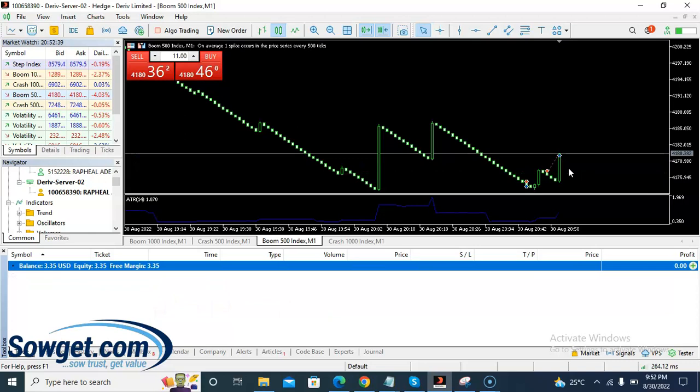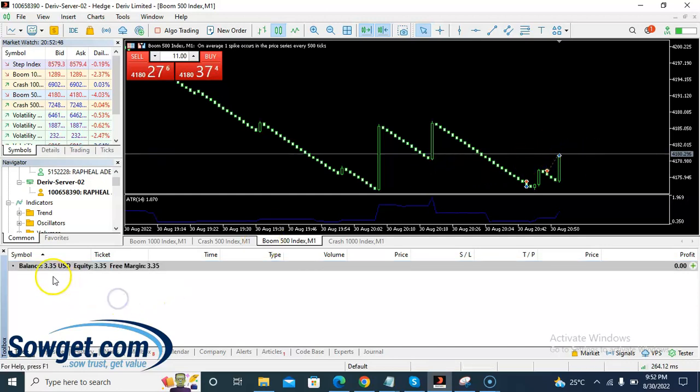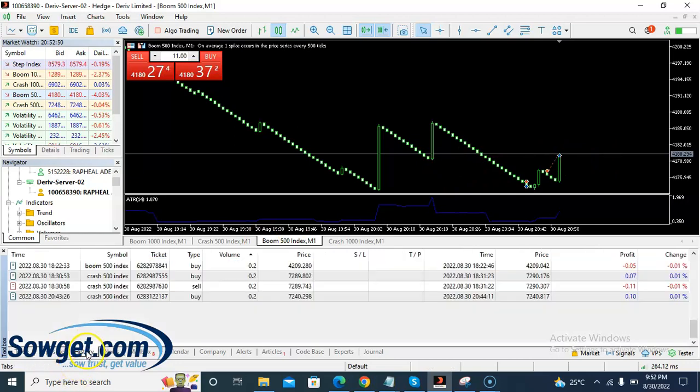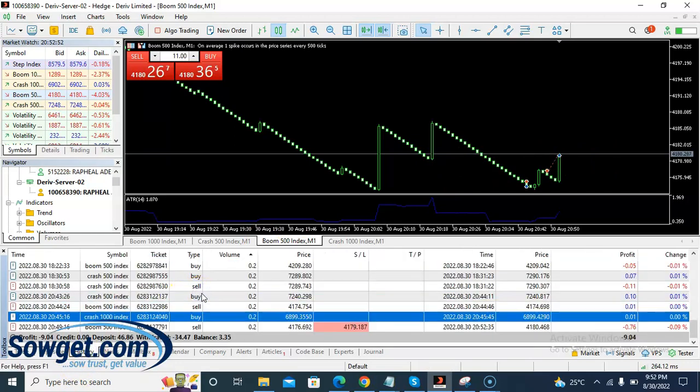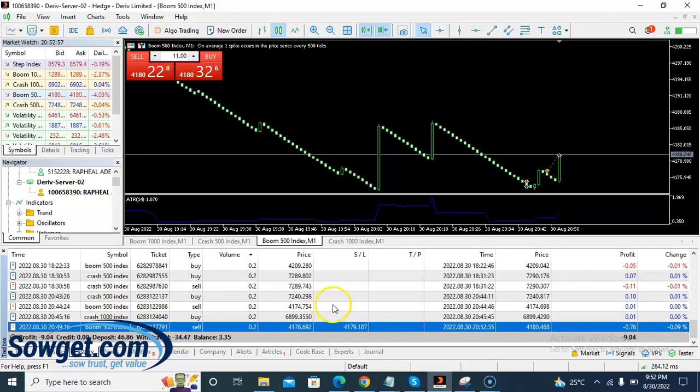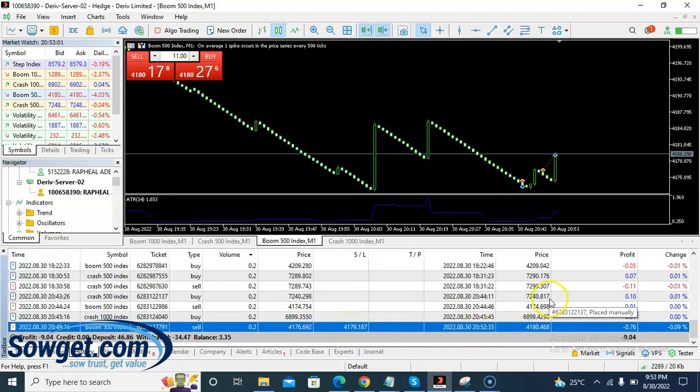All right, friends, I hope you saw what happened just now. A spike just occurred, and you can see 4180. Let's check. You can see our balance is 3.35. So let's just check the market. You can see my history here. My stop loss was 4179, and you can see the price that I was taken out at, 4180.46, which is not my stop loss.